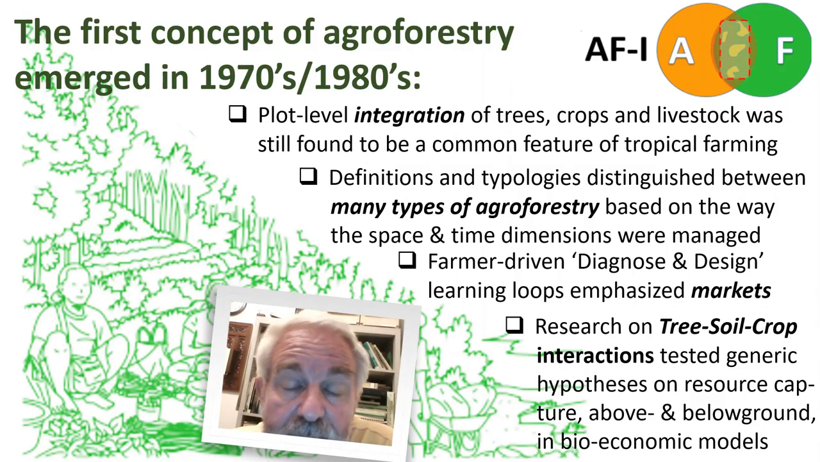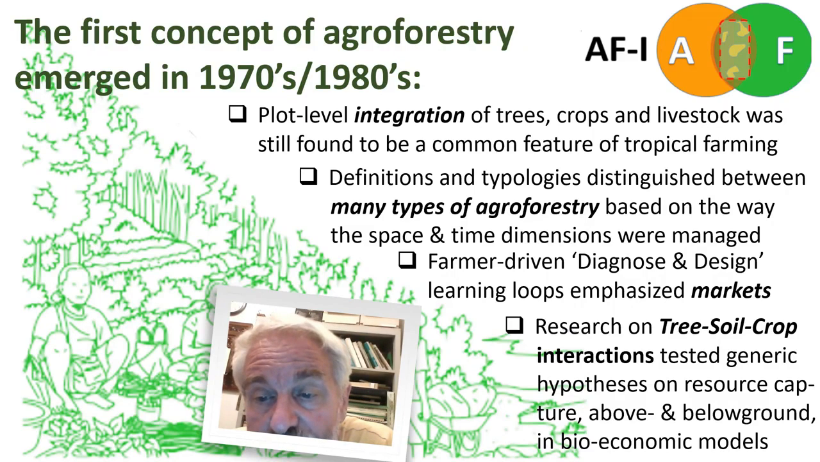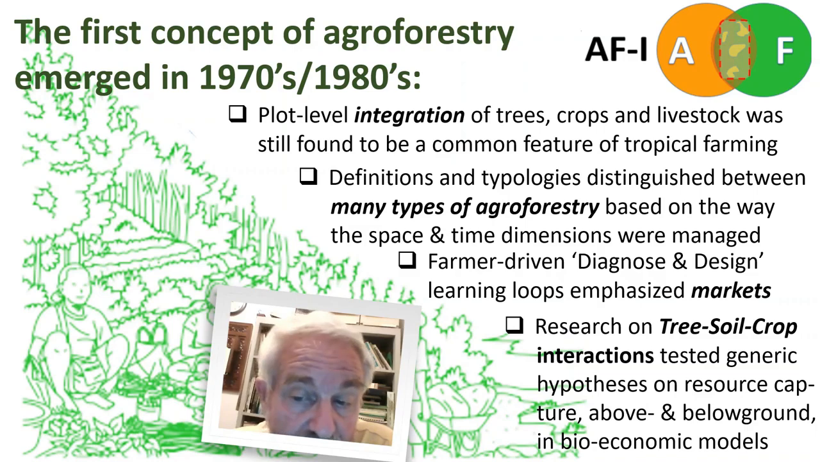And definitions were debated, typologies distinguished many different types of agroforestry based on the way space and time dimensions were managed by farmers. A farmer-driven diagnose and design effort focused the learning loops, emphasized markets, emphasized the relevance of trees for farmers and livelihoods in multiple ways. Research focused on the tree-soil crop interactions, testing hypotheses about resource capture above and below ground, and went into bioeconomics, or the biological basis of plot level economics and the conditions under which integrated systems can be superior to segregated ones.